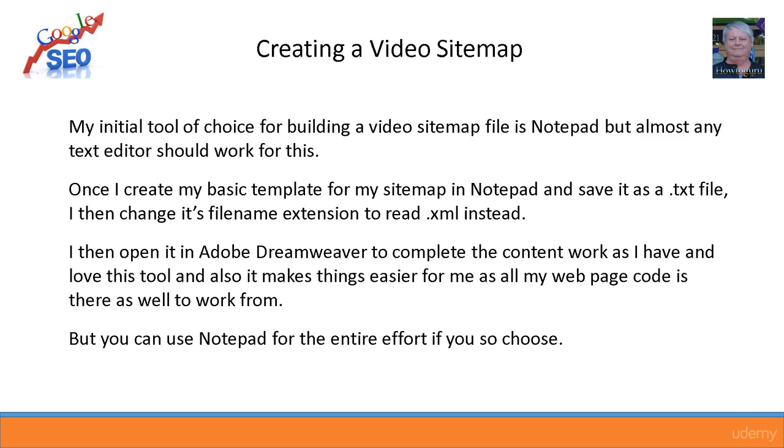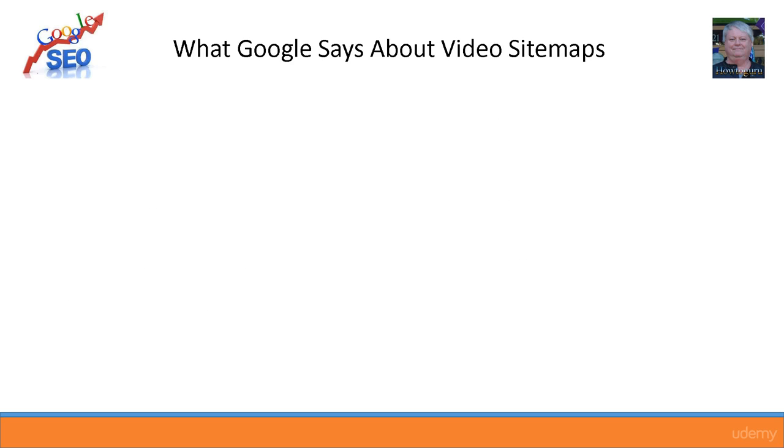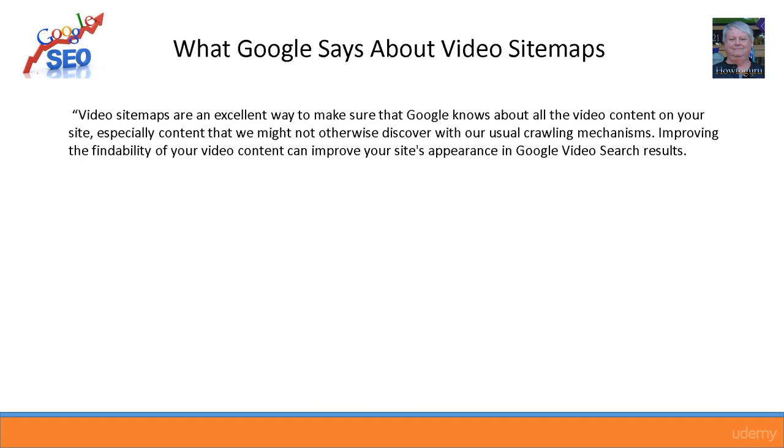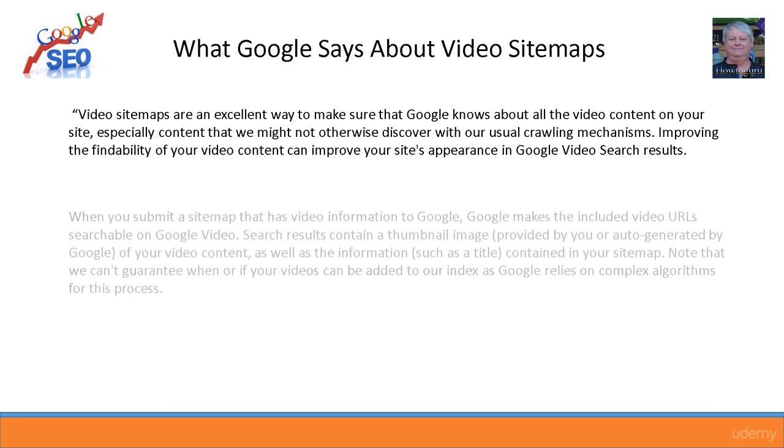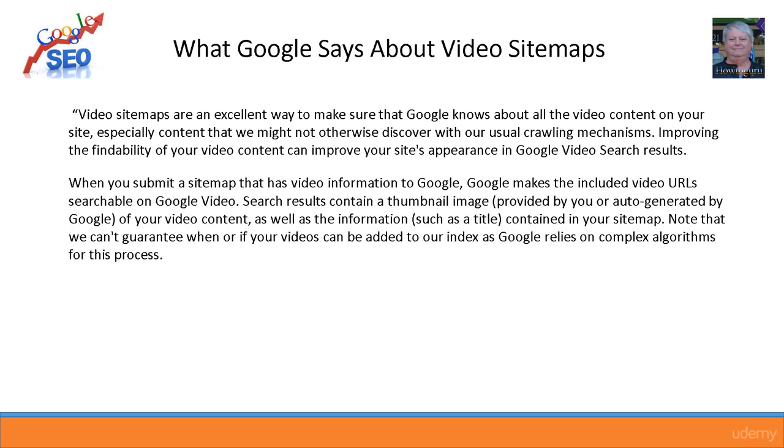Below is what Google Help itself says about creating video sitemaps. Video sitemaps are an excellent way to make sure that Google knows about all the video content on your site, especially content that we might not otherwise discover with our usual crawling mechanisms. Improving the findability of your video content can improve your site's appearance in Google video search results. When you submit a sitemap that has video information to Google, Google makes the included video URL searchable on Google Video. Such results contain a thumbnail image provided by you or auto-generated by Google of your video content, as well as the information, such as a title, contained in your sitemap.